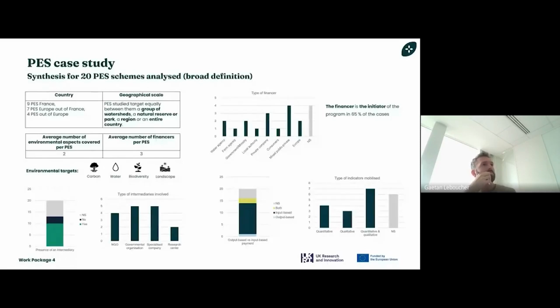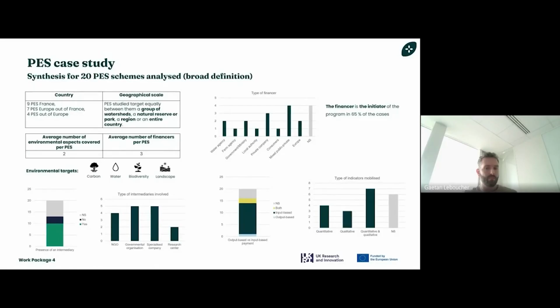In 65% of the cases, the financier was the initiator of the program. In the cases where the financier is not the initiator, it can be, for example, a cooperative that builds the program and monitors it, but the financiers would be the food industries that are supplying the cooperative.